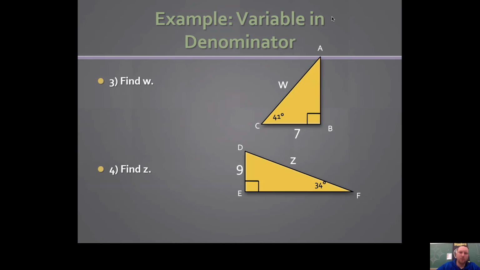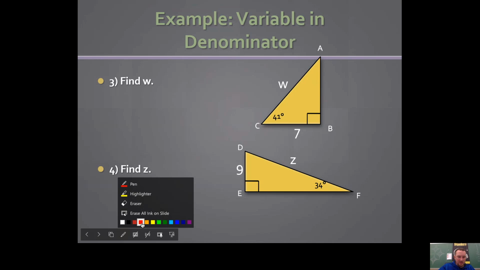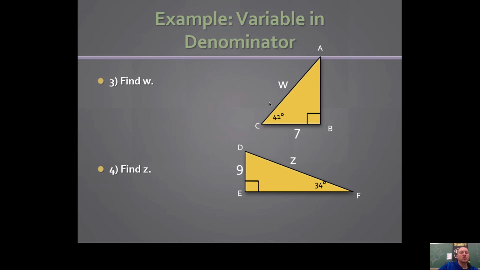This is a video for section 4.6. We're going to use sine and cosine. We're going to solve when there's a variable in the denominator this time. So remember, it's the same as solving when you were using tangent. You just need to make sure you're using sine, cosine, or tangent first.